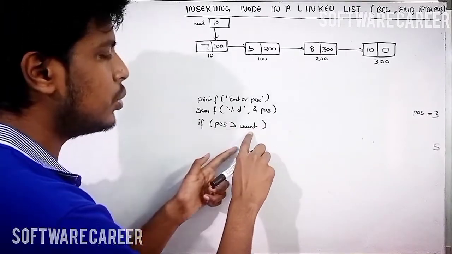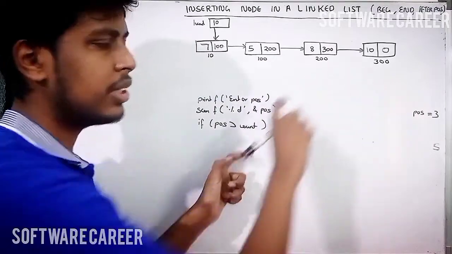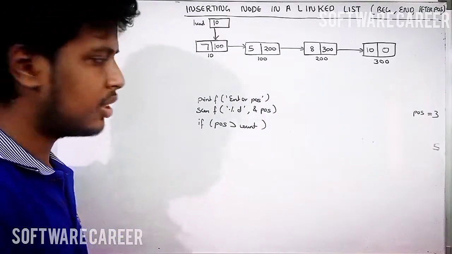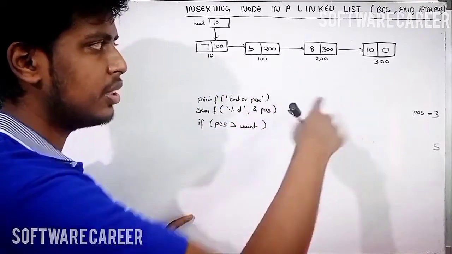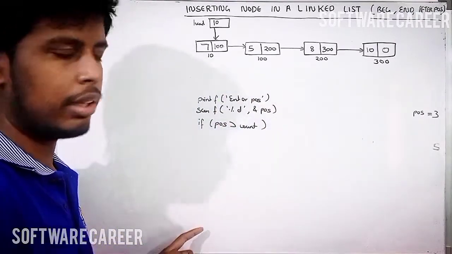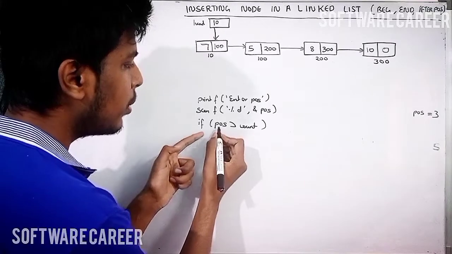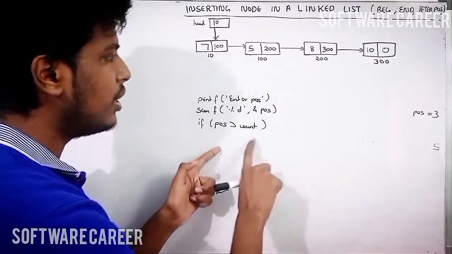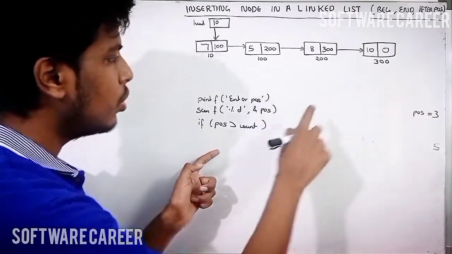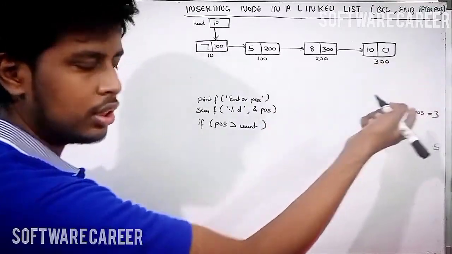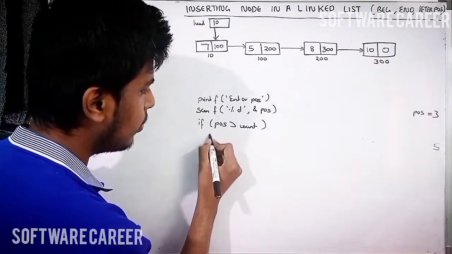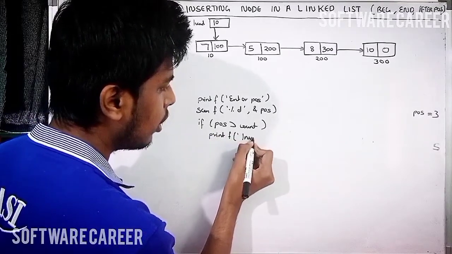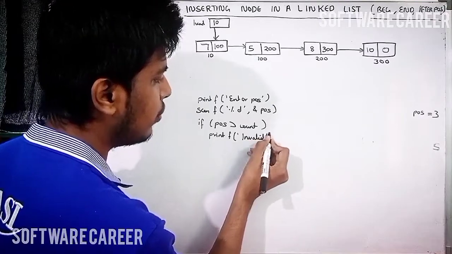Now this count is used to count the number of nodes present here. This I have taught you in a separate lecture, how to find the number of nodes present in the linked list. You should see that video first. Now if the position is greater than count, see, now I have entered 5. 5 is greater than 4, so you can't insert at the 6th location. So I should write printf invalid. Now I have printed invalid.